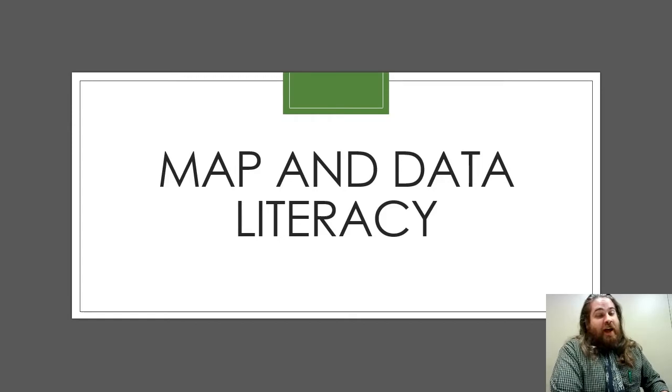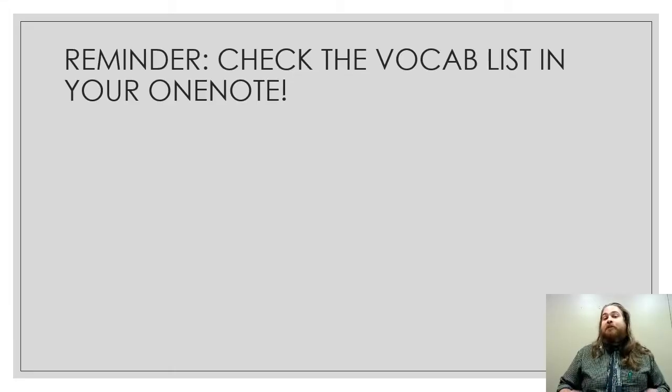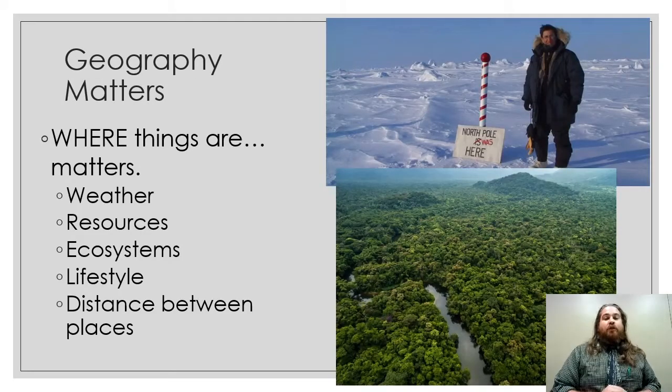So our first stop in this intro unit is going to be looking at map and data literacy, because this is going to help us in every single unit that we look at this year. So this is just a friendly reminder to please check your vocab list in the Unit 1 tab of your OneNote, as you are responsible for a number of terms that we're going to be using for the rest of the year. So just to start off, why maps?